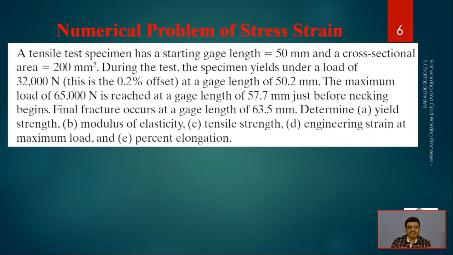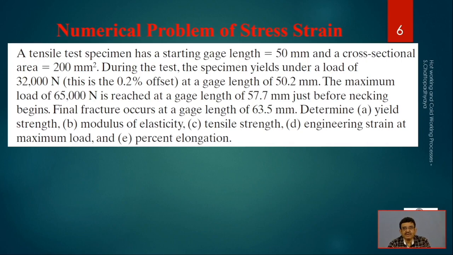The final fracture occurs at the gauge length of 63.5 millimeter. Determine the yield strength, the modulus of elasticity, tensile strength, engineering strain at maximum load, and percentage elongation. This is a typical problem of all those stress strain relations, and that has to be understood in order to understand the metal forming process, because metal forming is associated with these kinds of conceptual understanding. Let's find the solution.